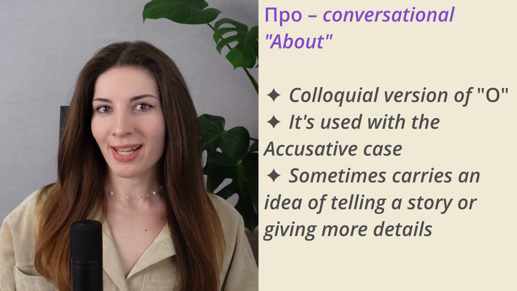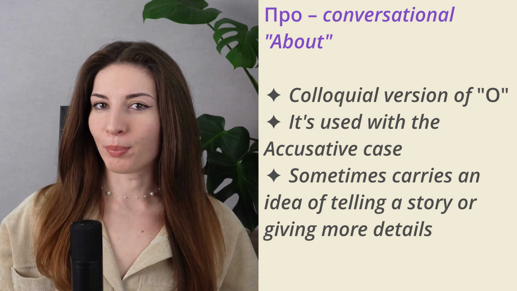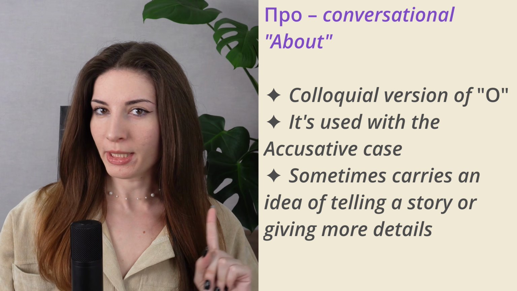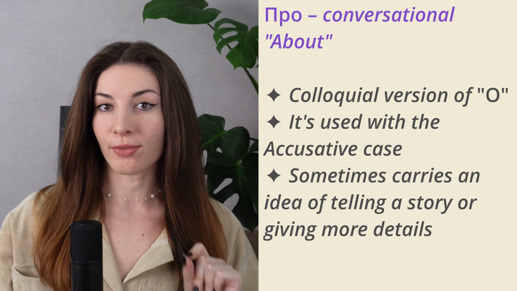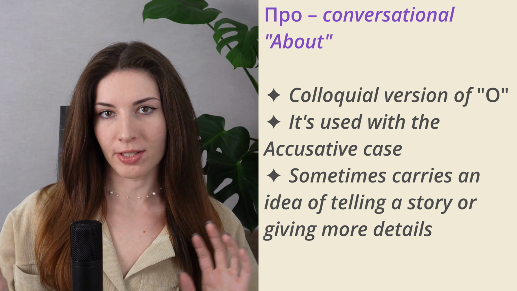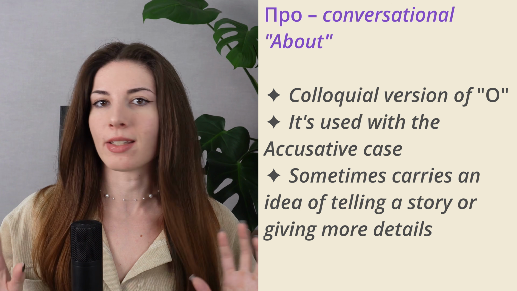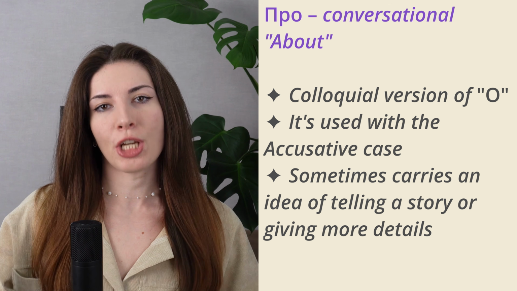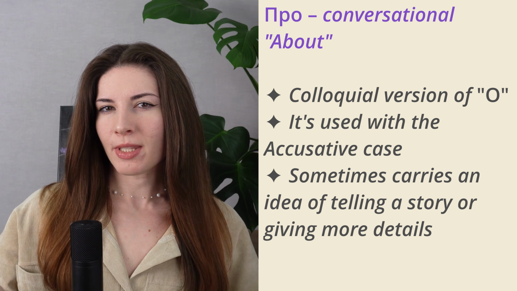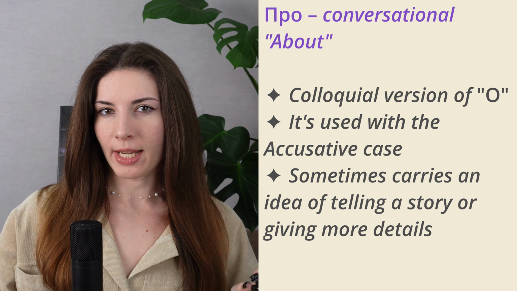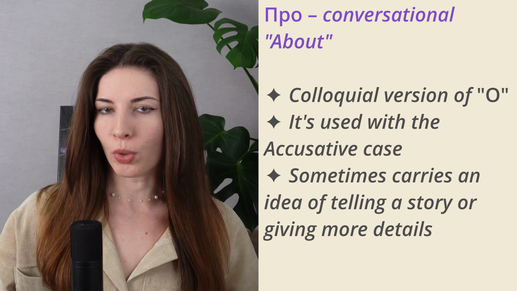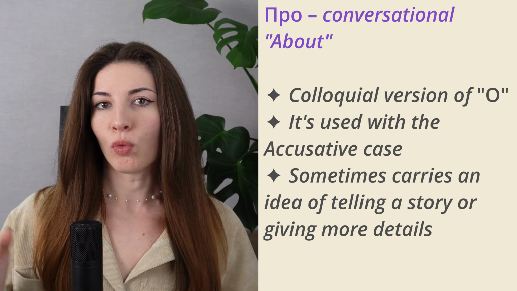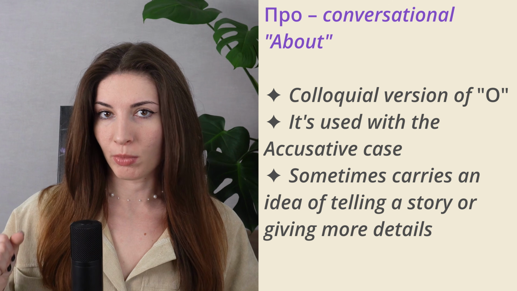Then the next one is про. Про is just a colloquial version of о. But про takes the accusative case. Grammatically, they are different, even though the meaning is exactly the same. Very often, this про is interchangeable with о, but sometimes про has this little idea of telling a story or giving more details. Plus, that's more common for spoken Russian, as I said before.